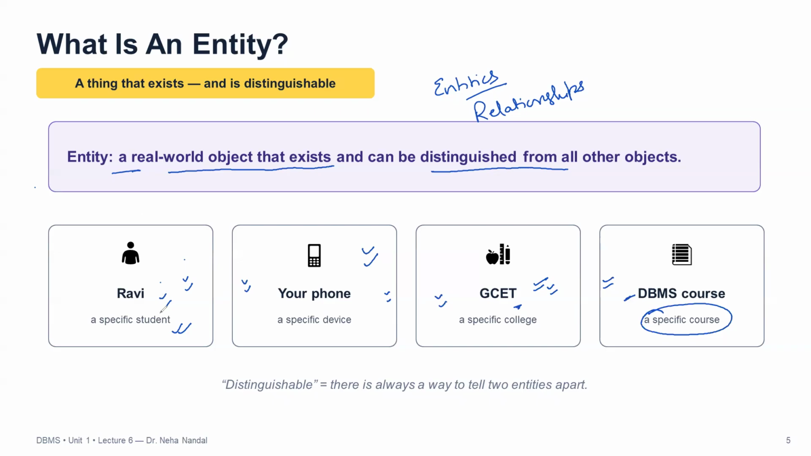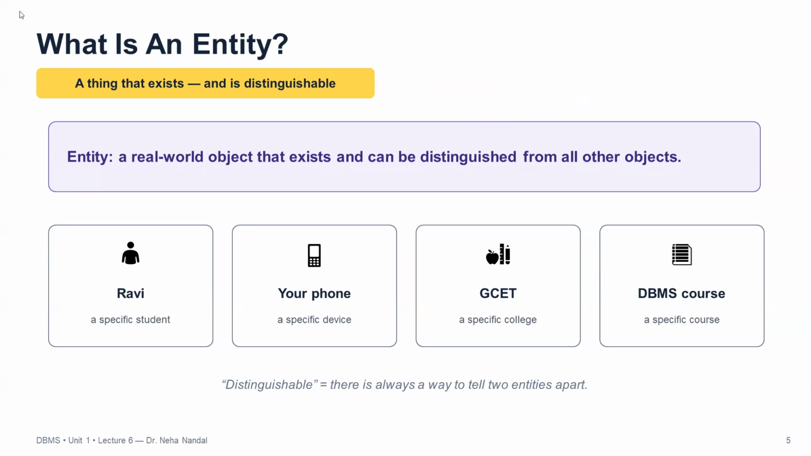I hope you got some idea of what an entity is. It is a very crucial part, so please understand what an entity is, and please watch the video again if you have not understood it. So let's go further. What are the other parts?